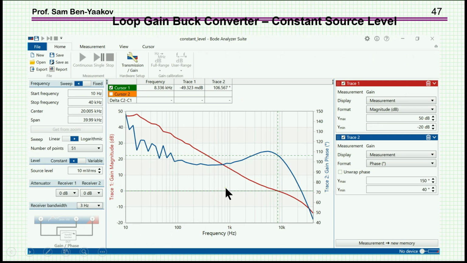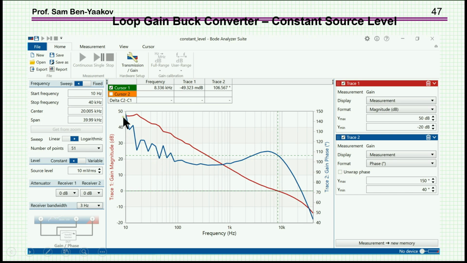And here's the real measurement. So what we see here is the gain and the phase. This looks like the loop gain of a DCM, discontinuous mode of operation of a converter. It's a buck converter. And here is the phase. This is the crossover here. And this is the phase. You see the phase is 110. So we have quite a bit of phase margin here. We'll see it in a minute.